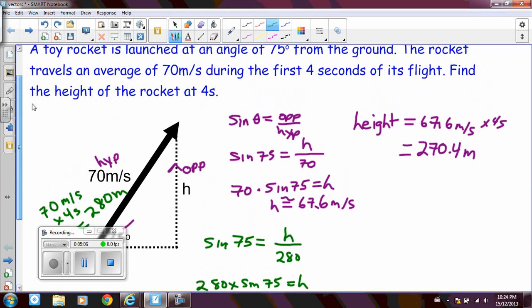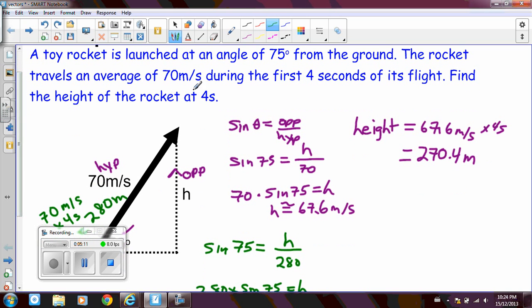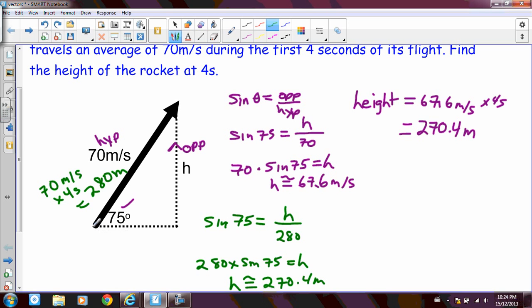Okay, so really, this first section, all we're looking at is taking the existing information to form our diagram. And from it, establish what the horizontal and or vertical components are.